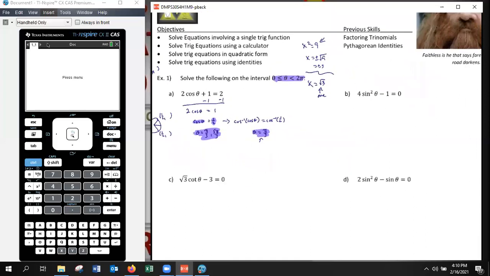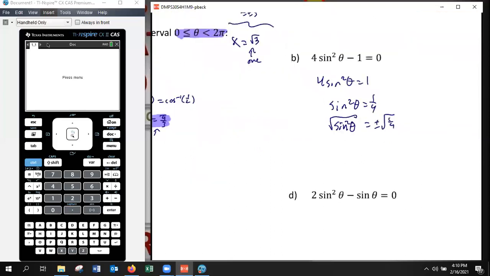Looking at problem number 1b. So with 1b, we're going to start by adding 1 to both sides, then dividing both sides by 4. Now we have the square that we're going to be working with. So in terms of order of operations, we undo the square by taking the square root of both sides. So the square root of sine squared of theta equals positive or negative square root of 1/4. And then the sine of theta will equal positive or negative 1/2.